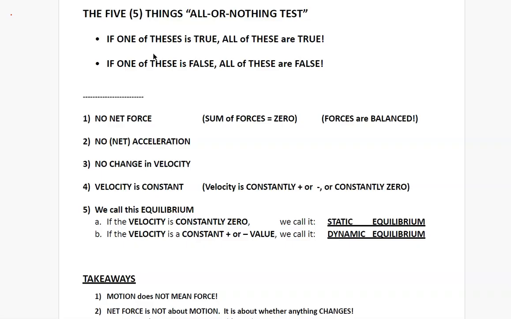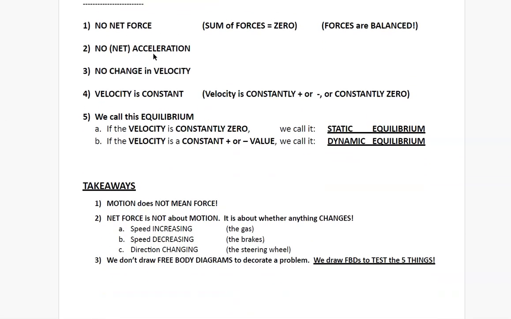If you see clues in a question that let you know that one of these 5 things is the situation, then all of these 5 things are the situation. And likewise, if you find a clue that one of these is not true, none of them are true. All right. So what are the 5 things? No net force, no net acceleration, no change in velocity. Velocity is constant, and we call this equilibrium.